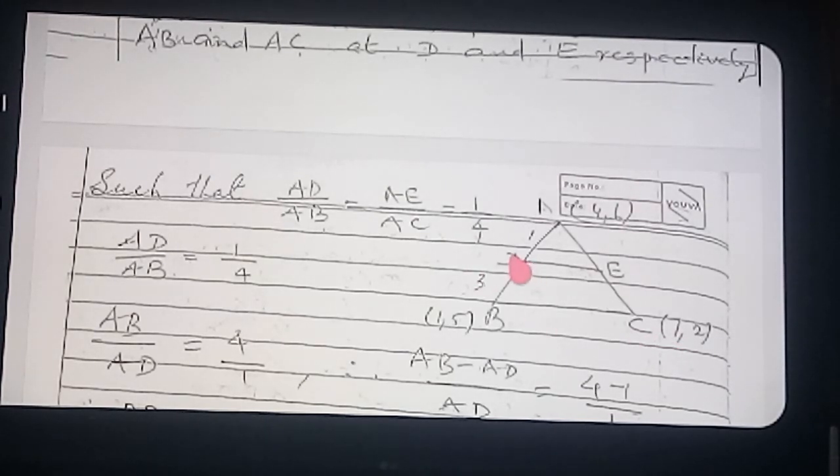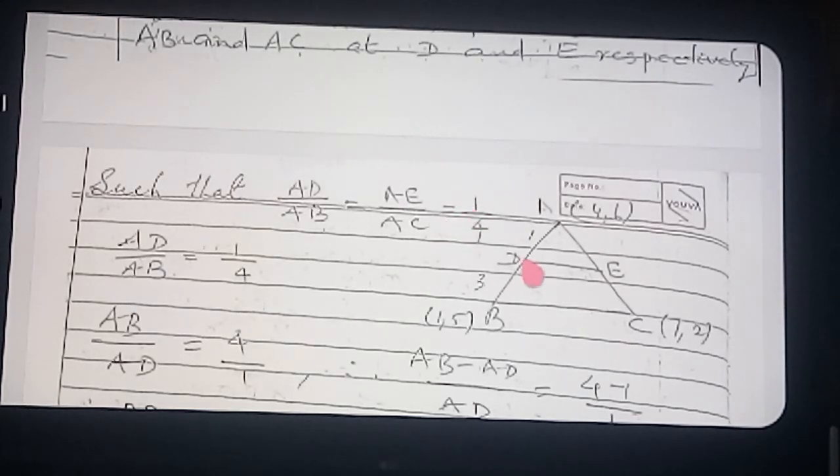Here a line is drawn. This line is drawn such that it intersects AB at the point D and AC at the point E. Therefore, what is the AD by AB ratio given? 1 by 4. What is the AE by AC ratio given? 1 by 4. Here you can see.